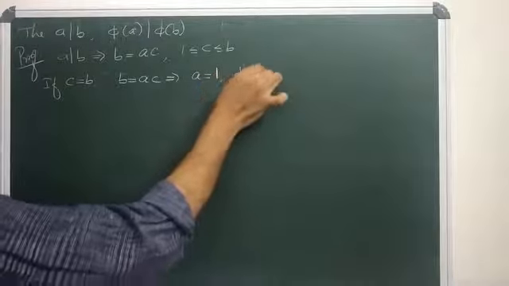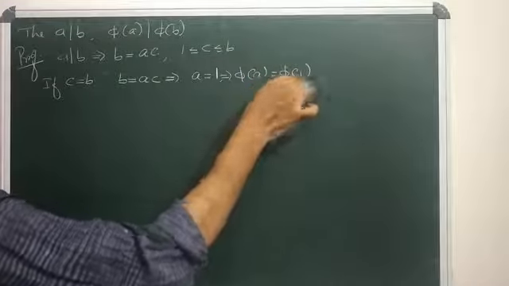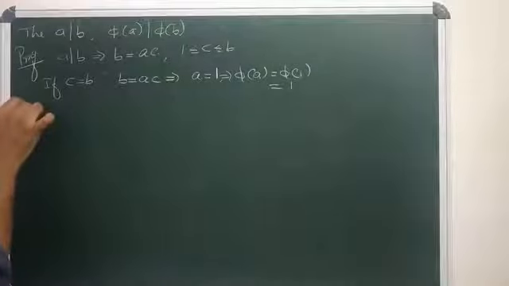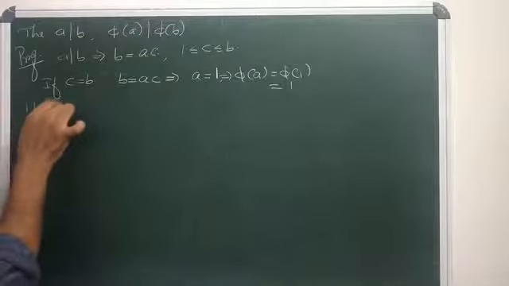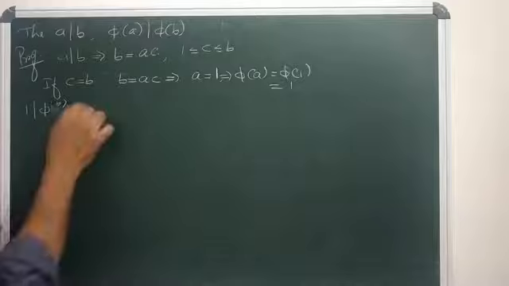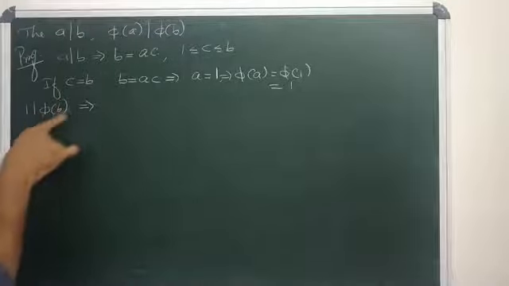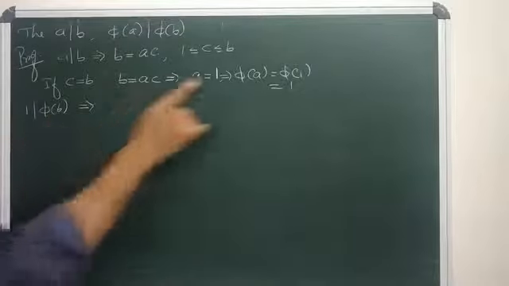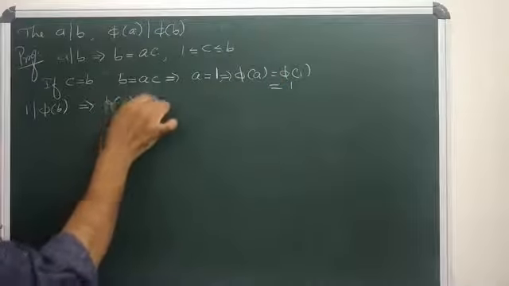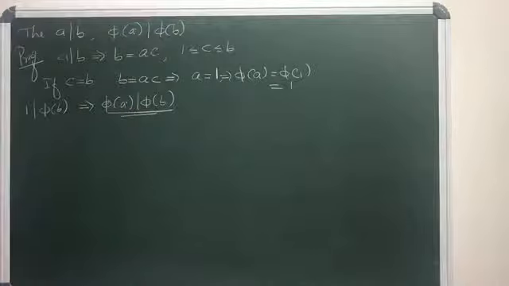So what is phi of A? That means phi of A equals phi of 1. We know that phi of 1 is 1. Agree? That's a standard result. Also we know that 1 divides every integer. Since phi of B is an integer, 1 divides phi of B. But what is 1? 1 means phi of A. That means phi of A divides phi of B. So when C equals B, the result is true.